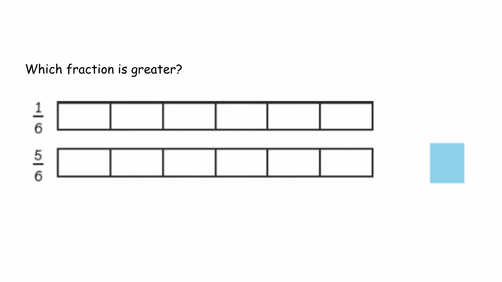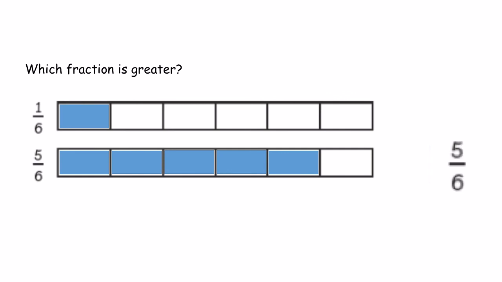Let's have a look together. In the first fraction, we need to shade 1 of the 6 parts. In the second fraction, we need to shade 5 of the 6 parts. So I can see that the greatest fraction is 5/6.